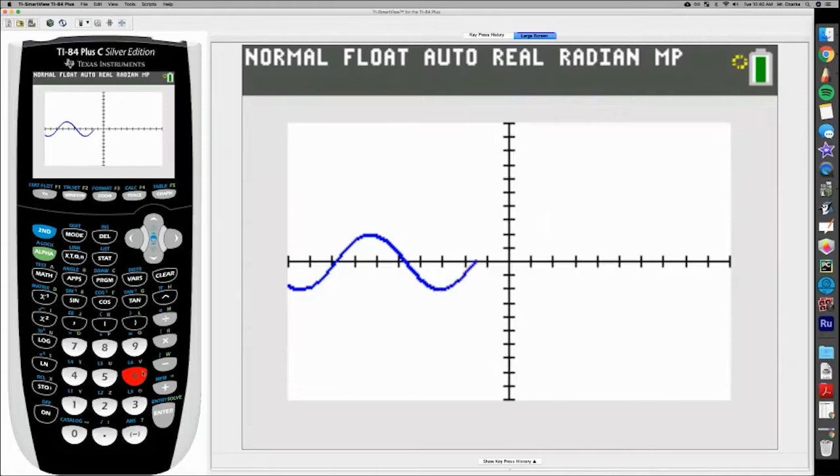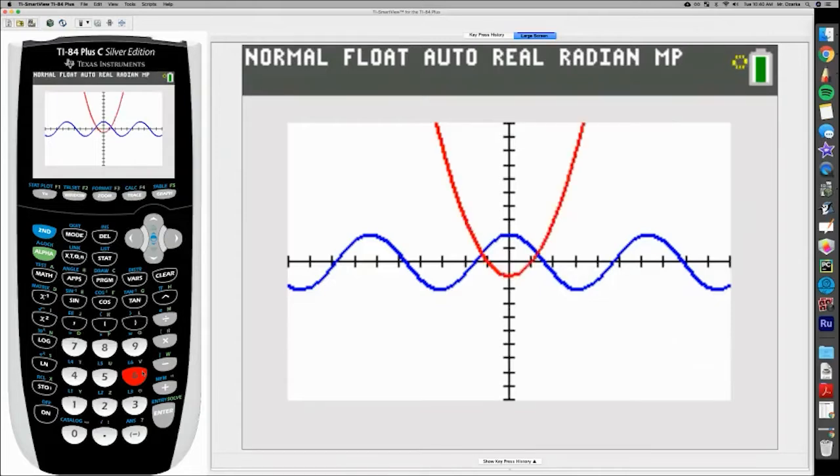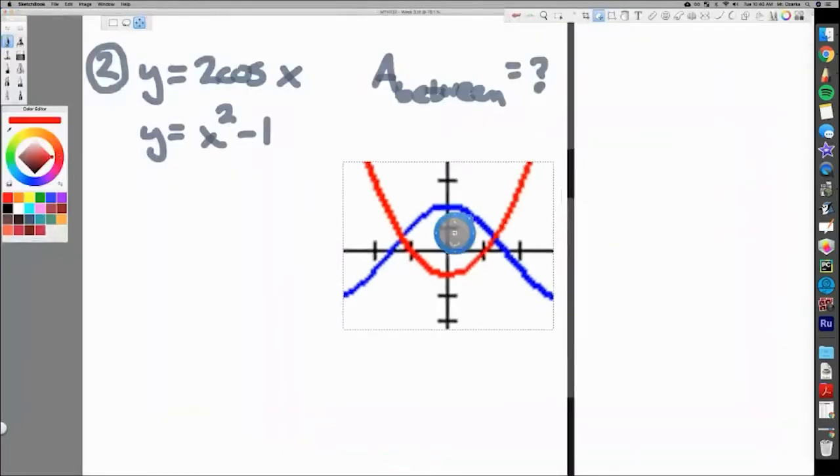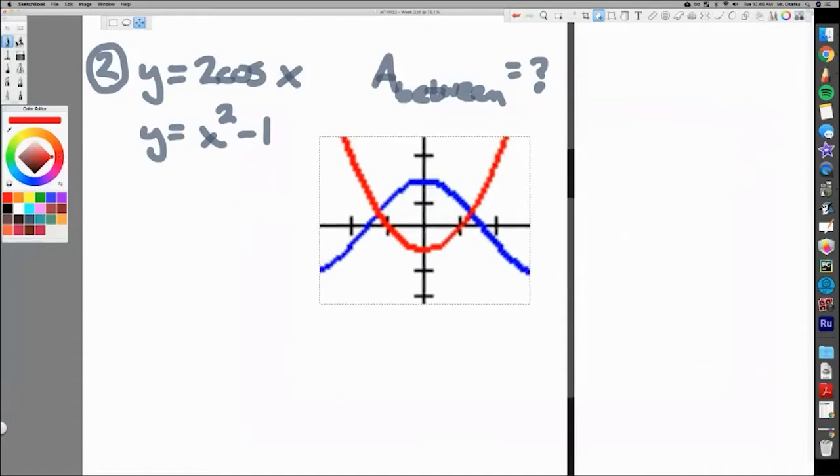So you have something like this. There's my 2 cosine x. And then here's my x squared minus 1. Now we're looking for the area between them. Well, there's only one part where it's between them, and that's this part right here. Let me paste this in here. So we are looking for this area right here. This part right here.